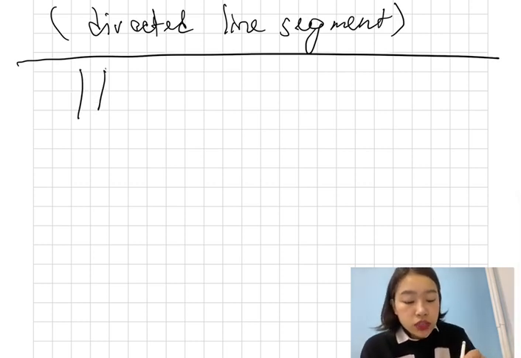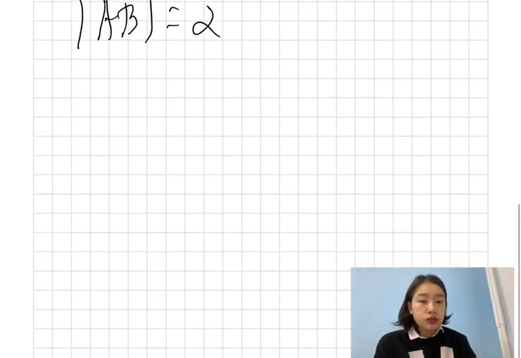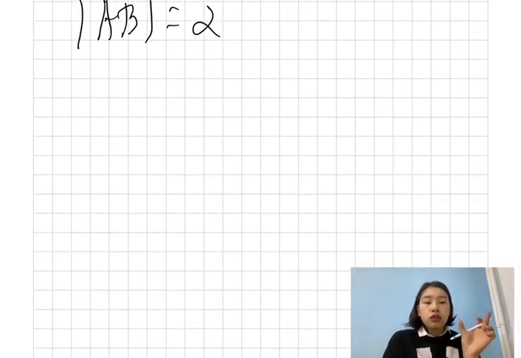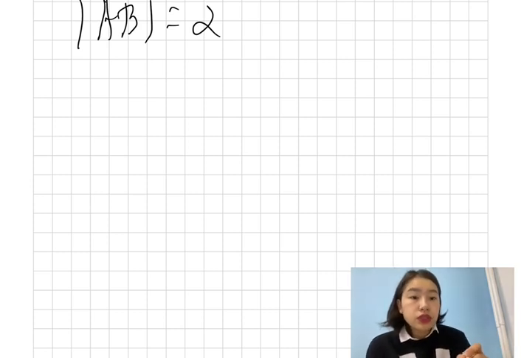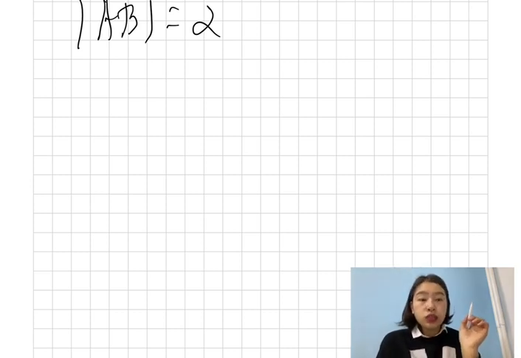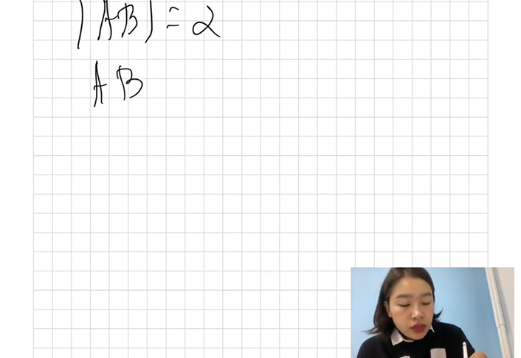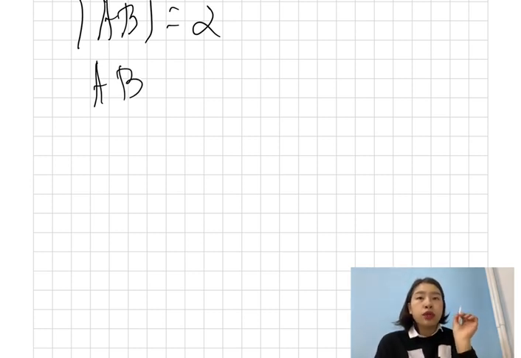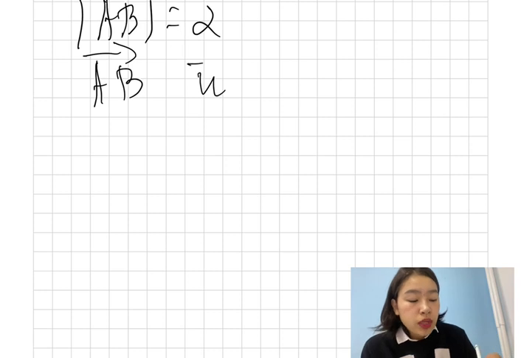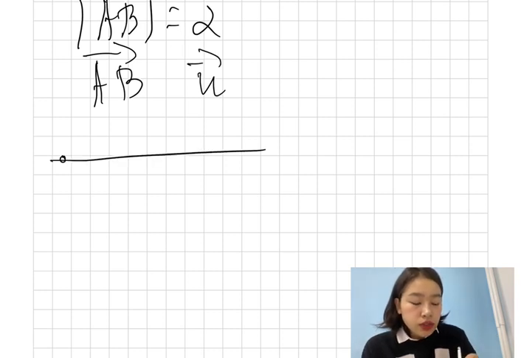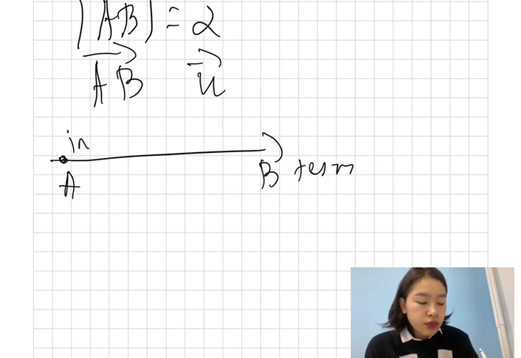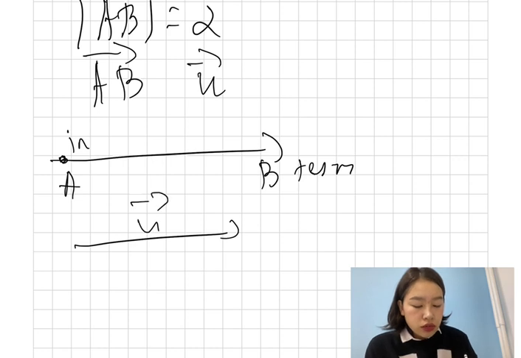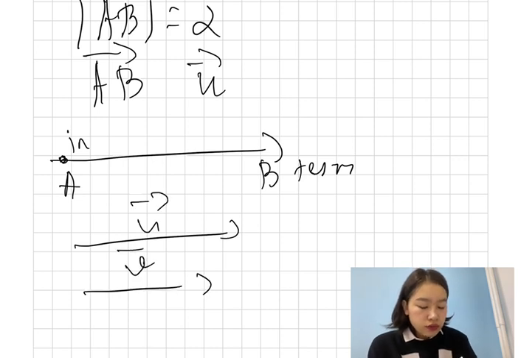How can we write it? Just in modulus, name our vector like the AB and write them 2 centimeters. And how can we write the vector? With capital letters like the AB and with lowercase letters, and we must write the arrow on the top, or the u vector. For example, the A will be the initial point and the B will be the terminal point of this vector, and the u vector and the v vector.